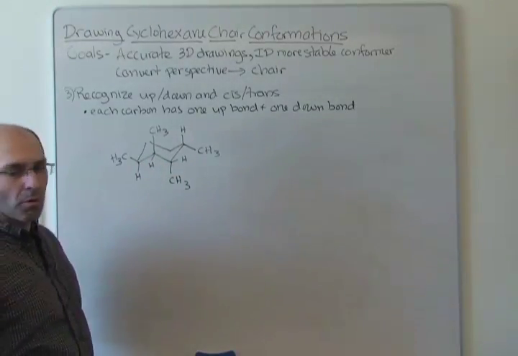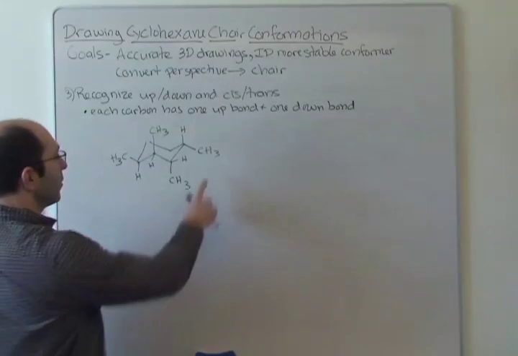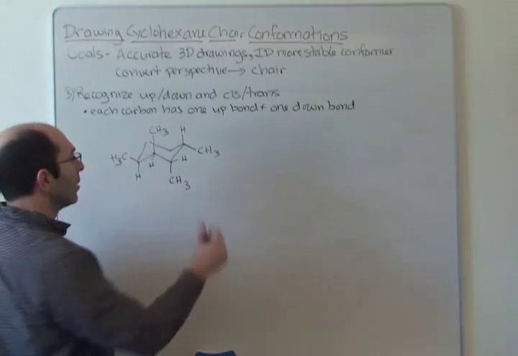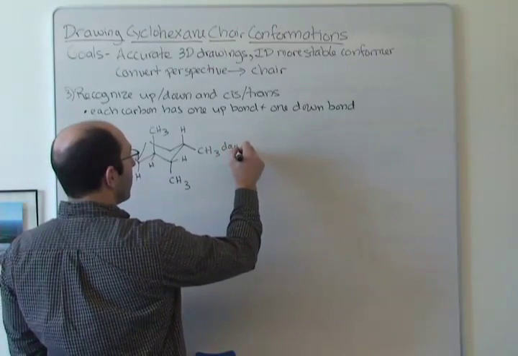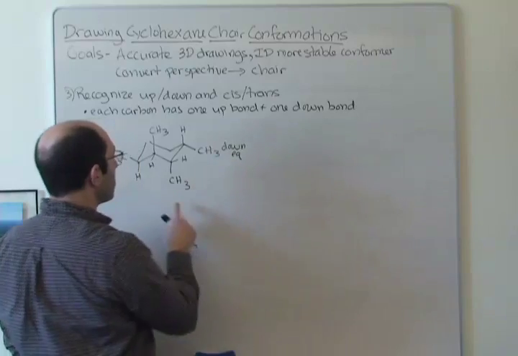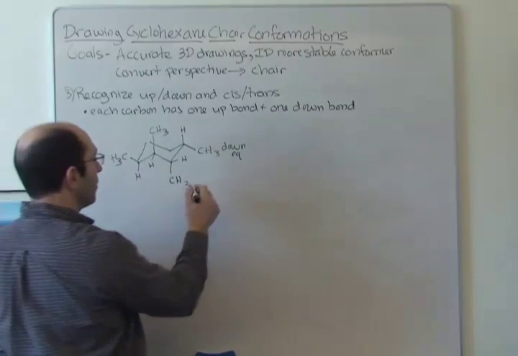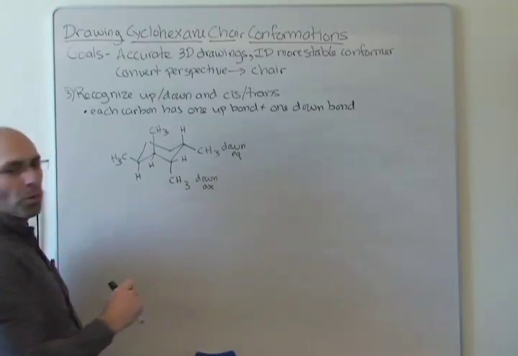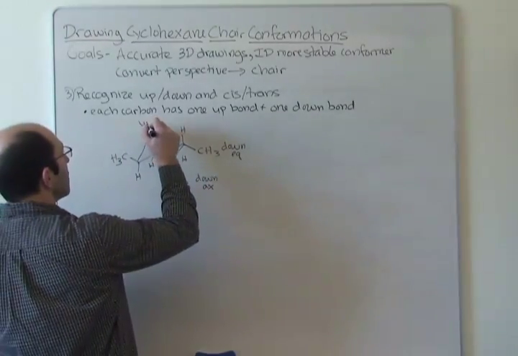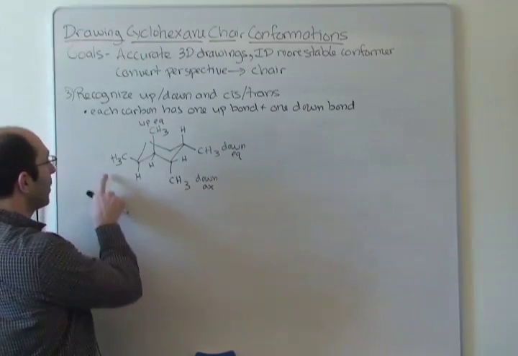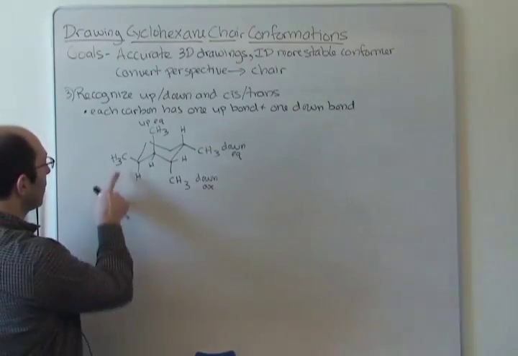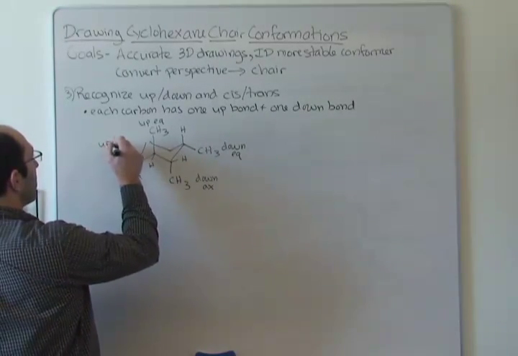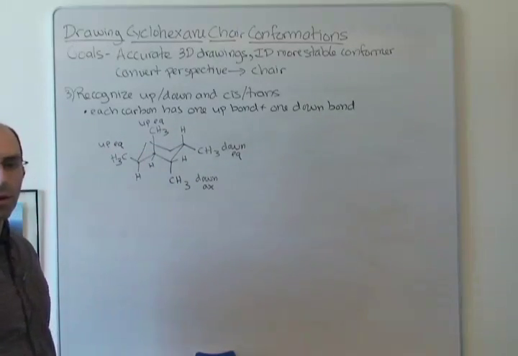If we work our way from right to left, if we look at this methyl group, that H is clearly up axial, so this CH3 must be down equatorial. That methyl group's pointing straight down, so that's down axial. The methyl group here is pointing straight up, so that one's up equatorial. And the methyl furthest to the left, the H is clearly pointing down, so that methyl is up equatorial.